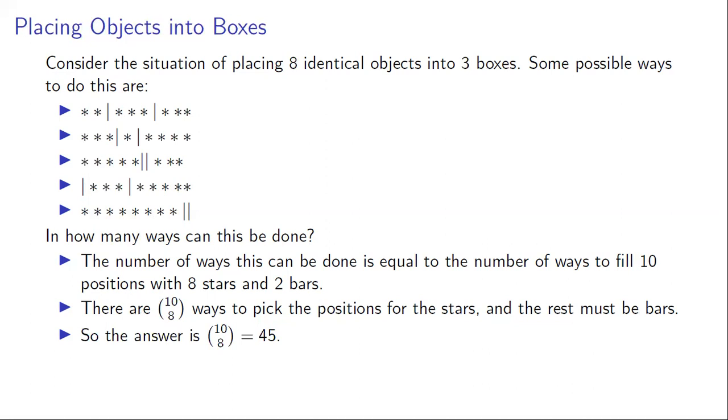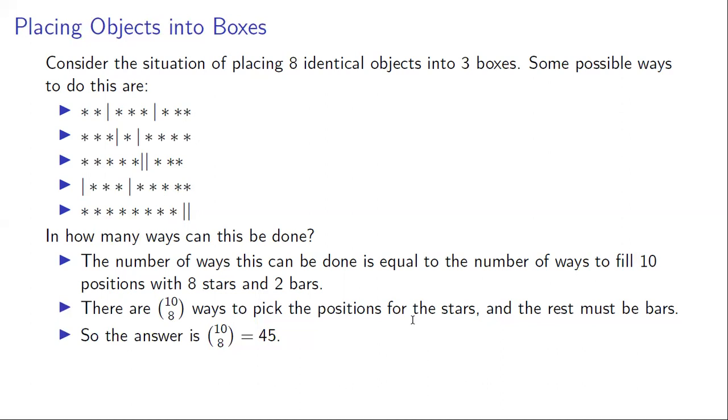So the answer is 10 choose 8, which is 45. So the number of ways of placing 8 identical objects into 3 boxes is 45. Now you might say, well, hold on, how do I know to start off with stars, and then the rest are automatically bars? Maybe I should start with bars, and then the rest will automatically be stars.